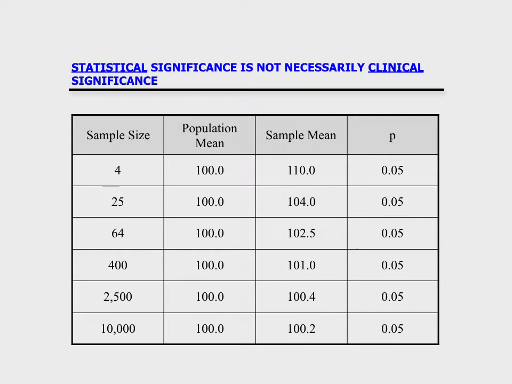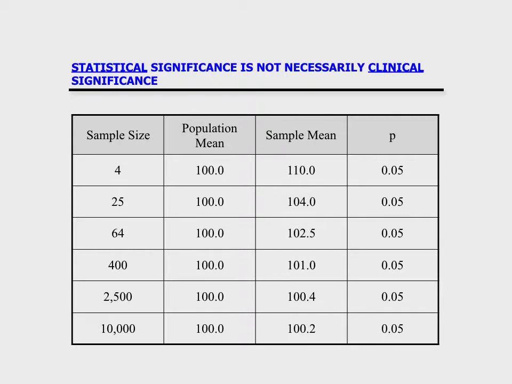But now, if you go down a couple of rows and look at a sample size of 400, look at the difference between the population mean and the sample mean scores. It's only a score of 1. That's the difference, and it's still statistically significantly different. Now go down to 10,000 people in your group, and you've got a population mean of 100 and a sample mean of 100.2. Now it's a difference of 0.2. Also statistically significant based on the p-value.